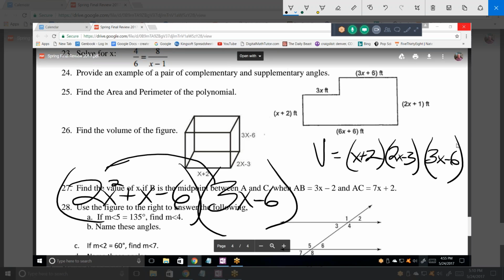In other words, I want to do every term by every term. I want to do that, I want to do that. I want to be systematic about it. Then I want to do that, then that, and I want to add them all together.